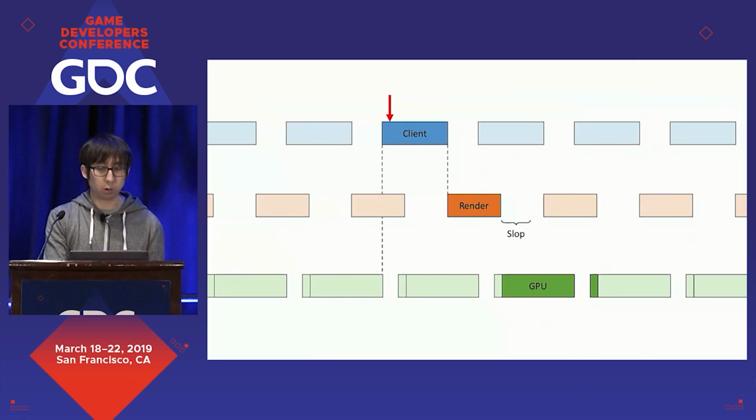I claim that there's actually no correctness reason why the render frame couldn't have started here instead, right at the end of the client frame. But making this change has no effect on total latency. The total slop across the frame stays totally the same. It just moves from the left of the render frame to the right of the render frame.